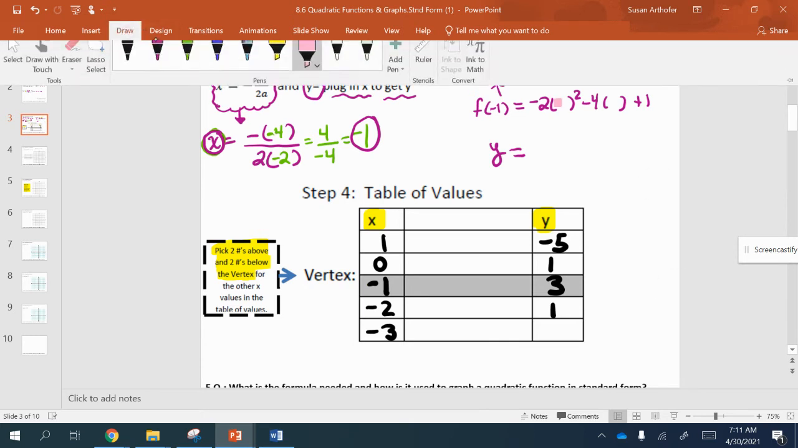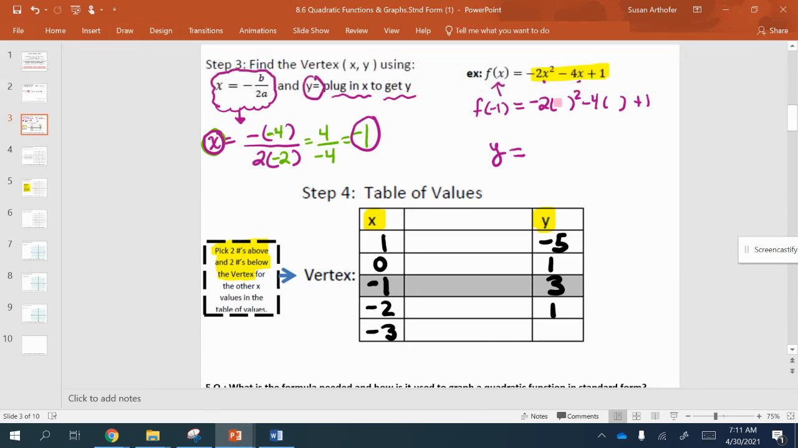Whoops. Pick up my green here. Oh well. Negative 3. Negative 3. Can't seem to get rid of that pink that's in there. You guys okay with that? I just can't get rid of that pink highlight.